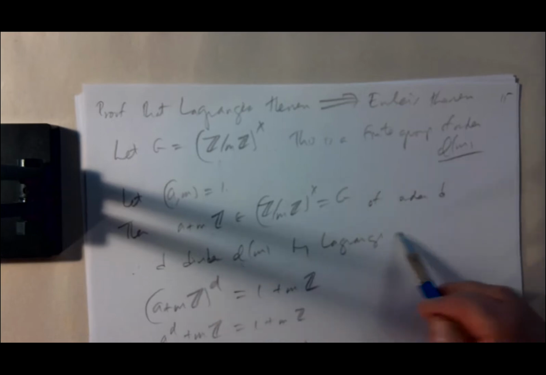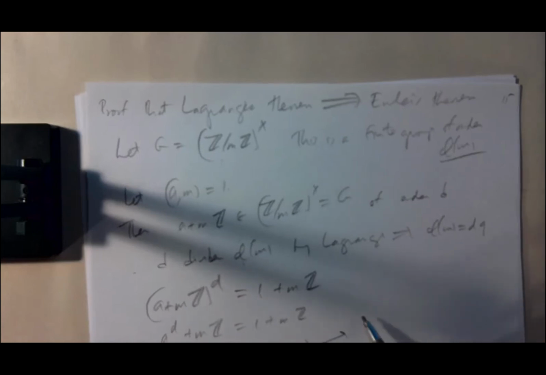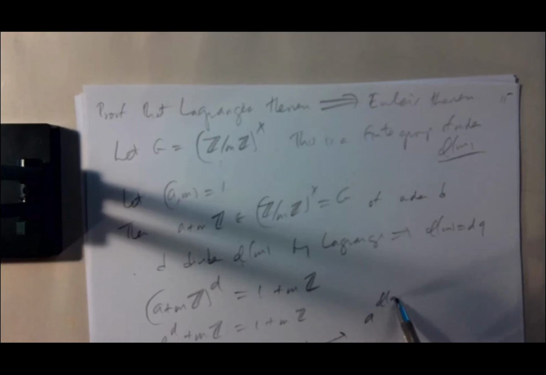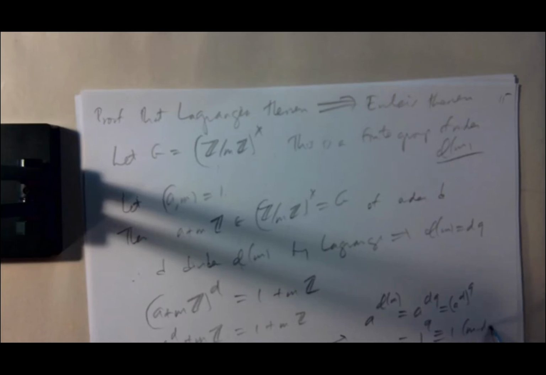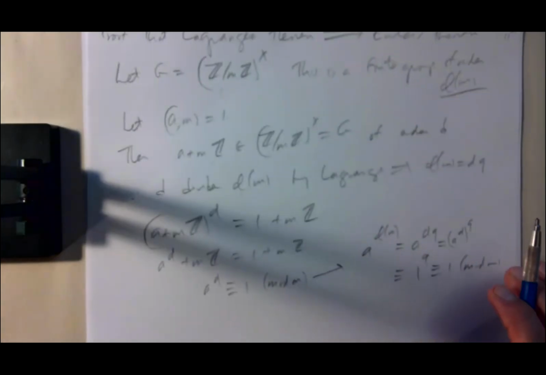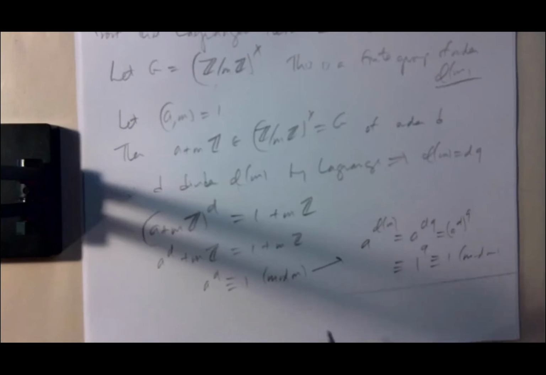If d divides phi of m, then phi of m is d times q. So a to the phi of m is a to the d times q. This is a to the d raised to the power q, but a to the d is 1 mod m. So this is congruent to 1 to the q, or 1 mod m. I just proved Euler's theorem. a to the phi of m is congruent to 1 mod m.